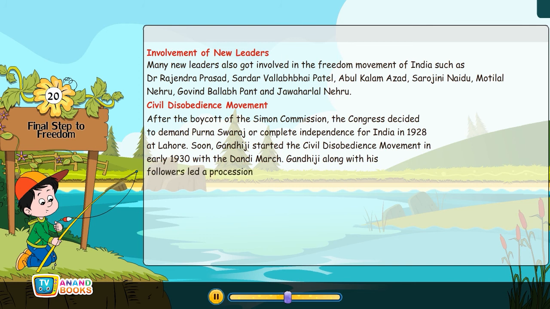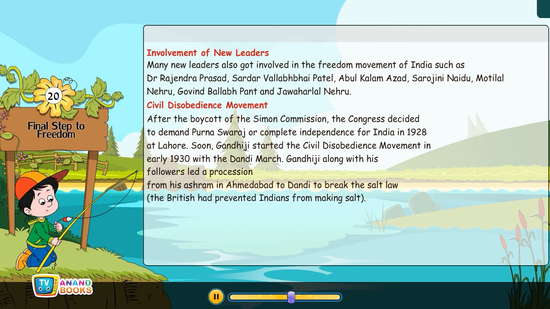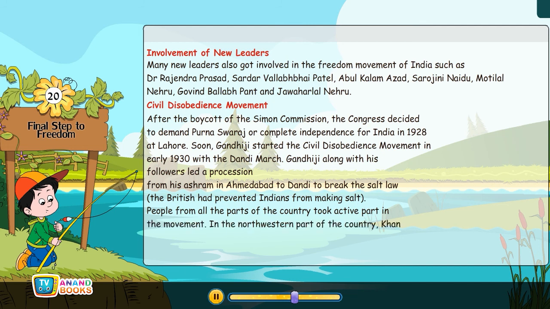Gandhiji, along with his followers, led a procession from his ashram in Ahmedabad to Dandi to break the salt law. The British had prevented Indians from making salt. People from all the parts of the country took active part in the movement. In the northwestern part of the country, Khan Abdul Ghaffar Khan, popularly known as the Frontier Gandhi, led the movement.